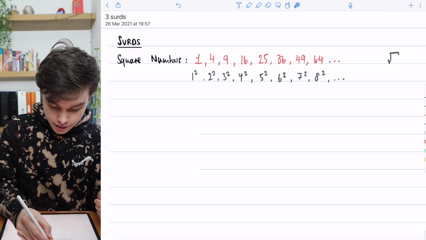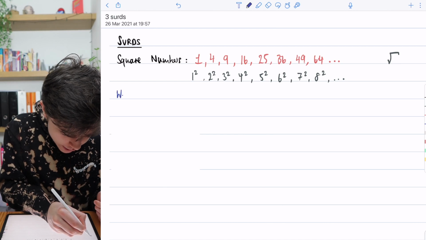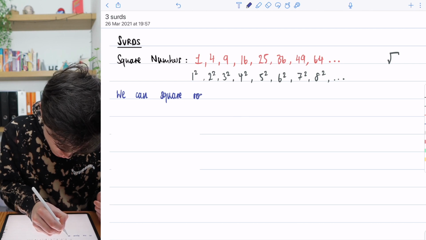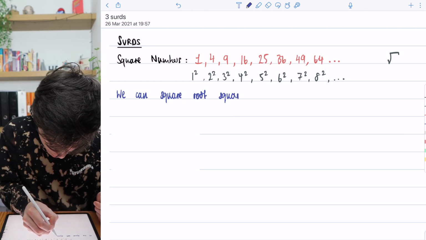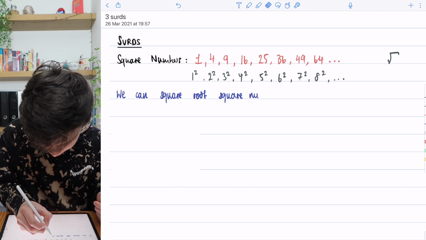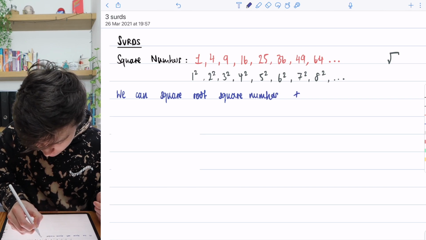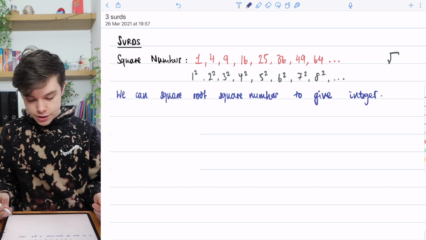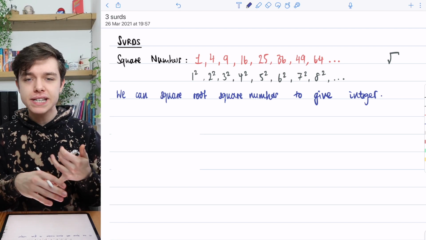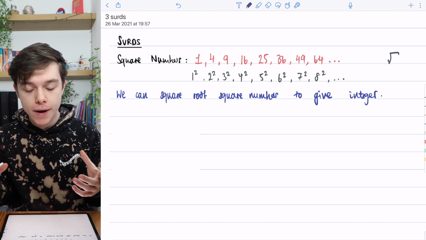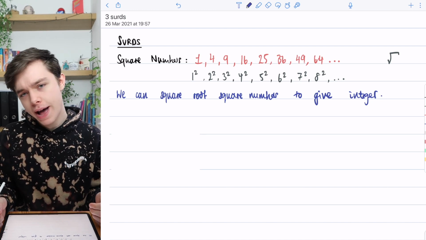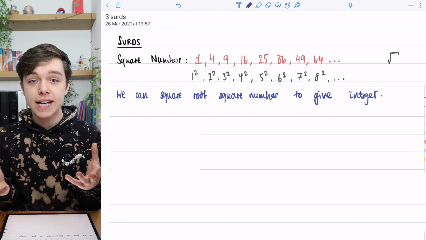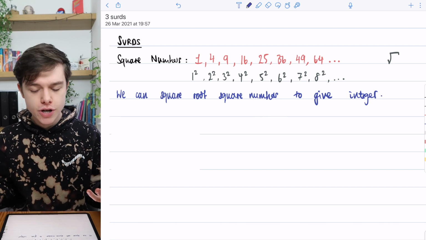We can square root square numbers, and when we do that, we get an integer. So if we square root 64, we get 8. 64 and 8 are both integers. An integer is a whole number. But what happens when we square root numbers that are not square? For example, if we square root 13, or if we square root 7, what can we do?